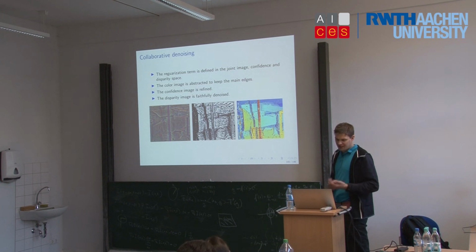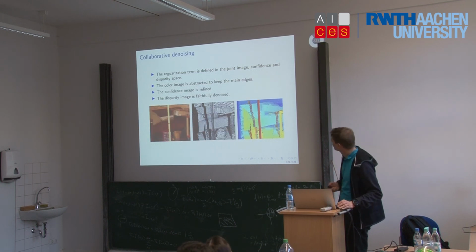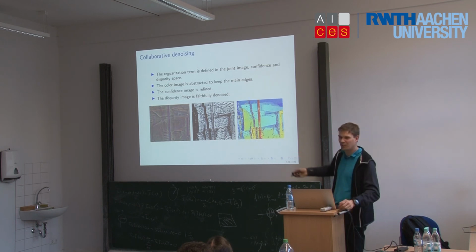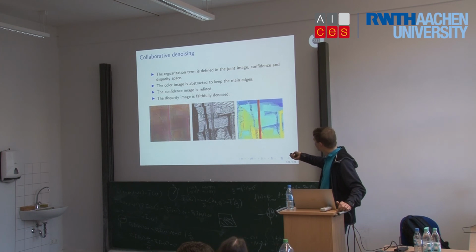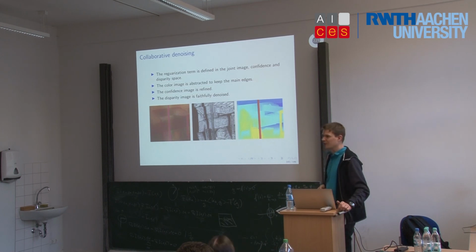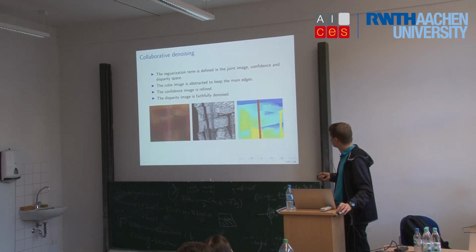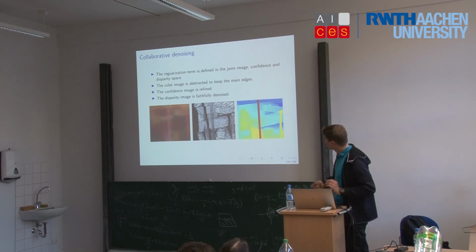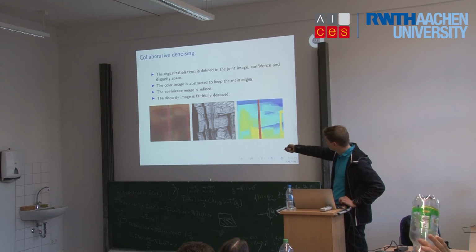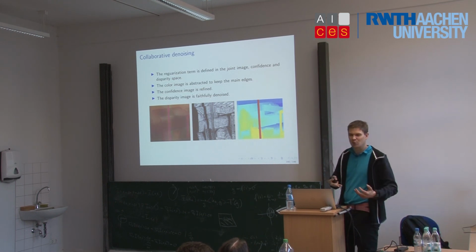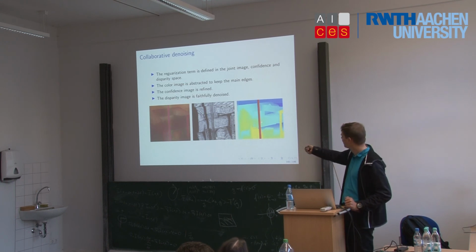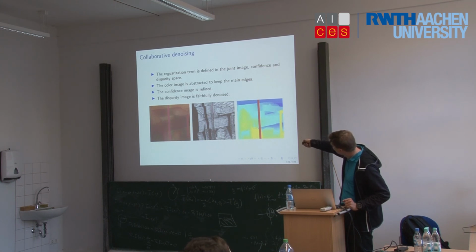And now I'm visualizing these three different steps. So this is the initial, this is the first step. You see the color image is strangely modified. And then it starts to do a joint denoising. And this is the final result. We are quite happy with this result because you see all these artifacts and noise are actually gone. And interestingly, the color image here is somehow abstracted to just keep the main edges, which are also visible here. And also the confidence measure is refined. You see around depth discontinuities, it is lowered.